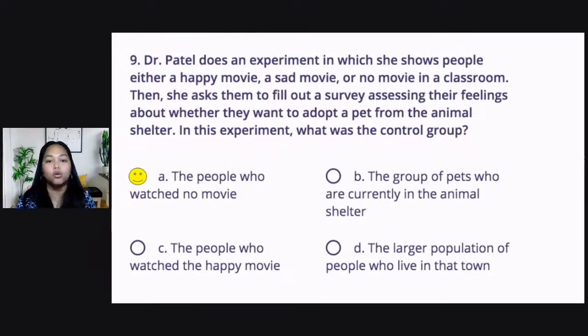So again, yung control group mo, ito yung wala kang ginawa sa kanila. Okay? Wala kang ginawa sa kanila. Tama yan. Okay, and so the correct choice here would be the people who watch no movie. Wala silang pinanood na movie, no? Meron kang two other experimental groups, happy movie or sad movie. Ang third group mo ay walang pinanood na movie. Ito yung inyong control group.